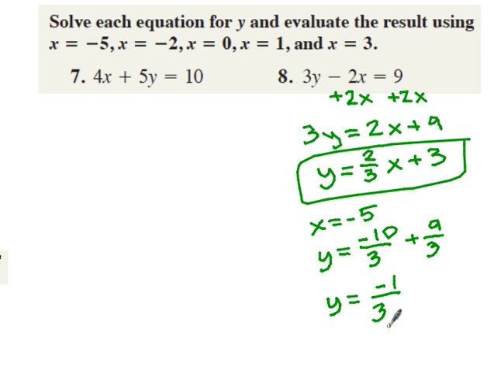Okay, you can do this over and over again for all of our x values. That's all we're looking for in these first pieces.